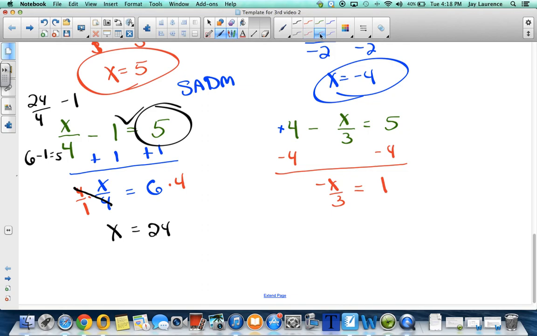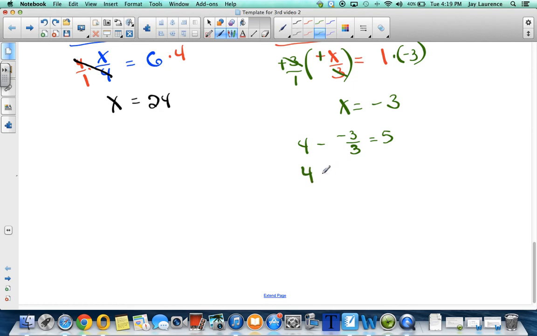Now, to get rid of this division, I'm actually going to multiply by a negative 3 over 1, times a negative 3 on that side, just so I don't create an extra step. If I multiply by a positive 3, the negative will still be there, and I'll have to do one more step. I'll have to multiply by a negative 1 or divide by a negative 1. So here, the 3's cancel, the negatives cancel, I'm left with an x. 1 times negative 3, negative 3. Let's try it. 4 minus negative 3 over 3 equals 5.